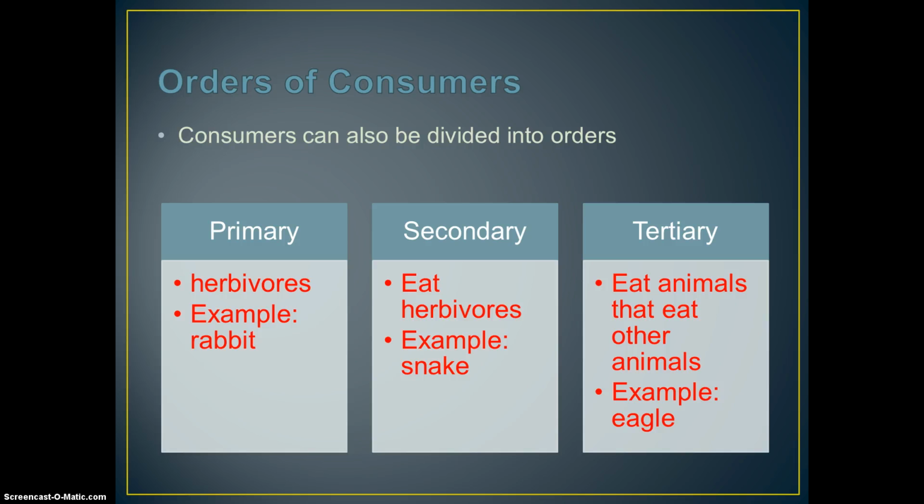So in this example, I have an actual food chain. We have rabbits that are eating grass and flowers. Those are eaten by snakes. That would be our secondary consumer. And then our eagle, that is our tertiary consumer.